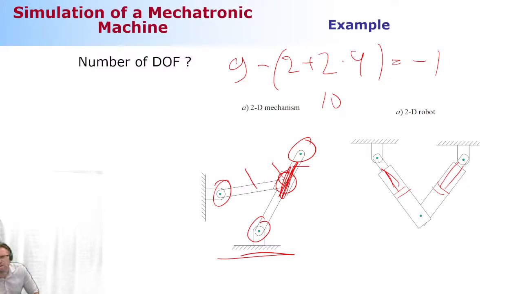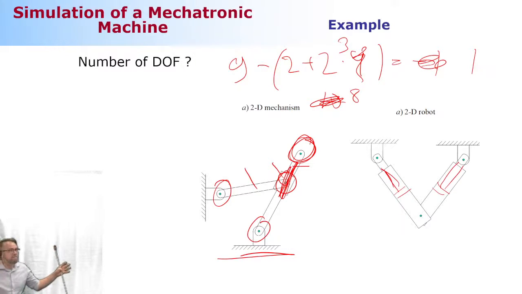What went wrong? Something is off here. Ah, this one. That's not connected. So the problem is this. Instead of 4, this is 3, because this is not connected. This is just a joint, but not connecting bodies. Nice. Okay, now let's recompute. This is going to be then 8. 9 minus 8, 1 degree of freedom. So it can move one way only.